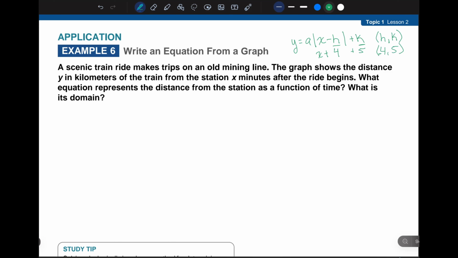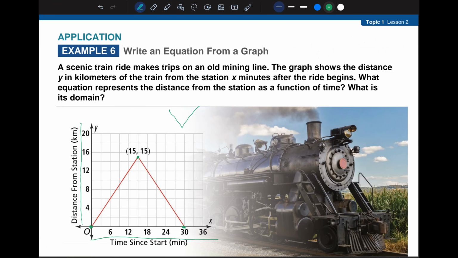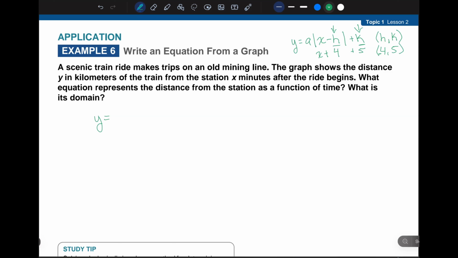I do know my vertex, okay? My vertex is that high spot right there, and they actually named it for me. It's 15, 15. All right, so I know that I need a 15 here, and I need a 15 here. So I have y equals, I don't know what this part is, okay? So we're going to leave it alone for a minute. And then we have x minus, and then we had a positive 15, so that goes here. And then plus, and then we have 15 here.